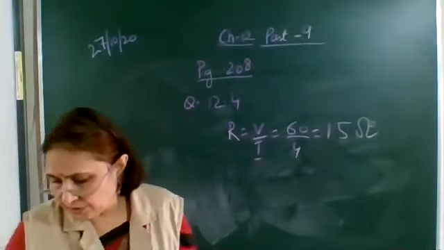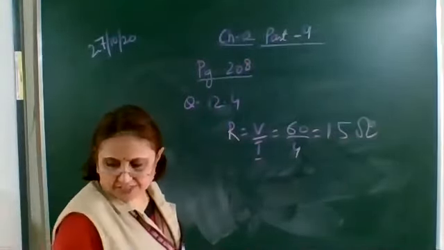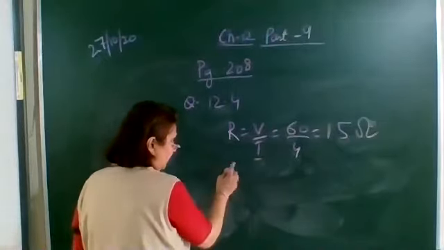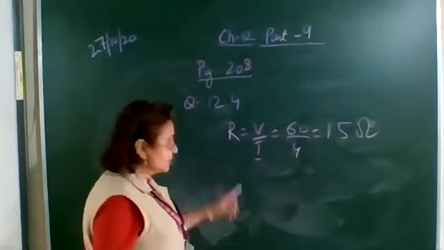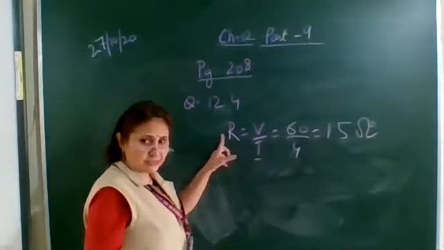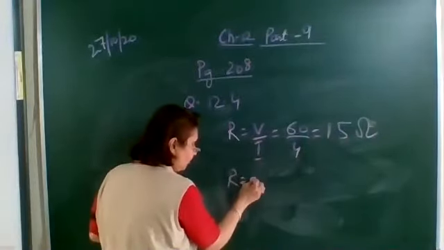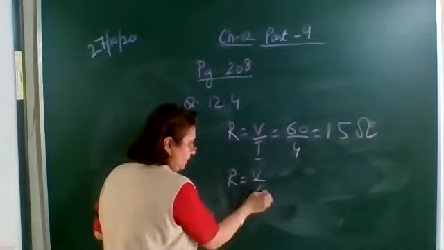Okay, now the potential difference is increased to 120 volt. Now V is made 120 volts. So what will be the change in the current? The resistance will remain the same. So again use the formula R is equal to V upon I.